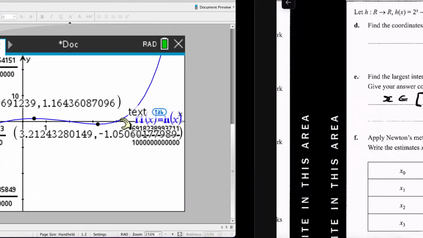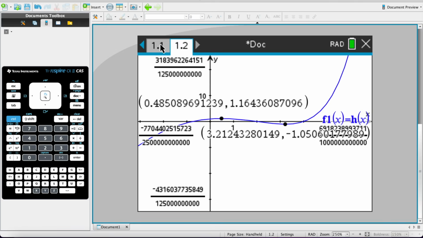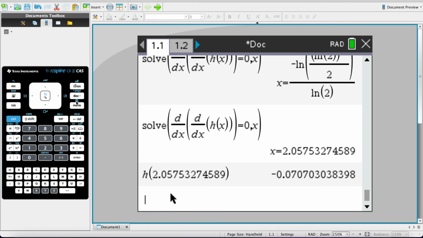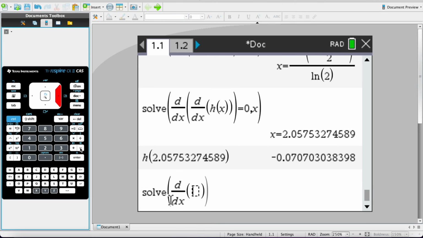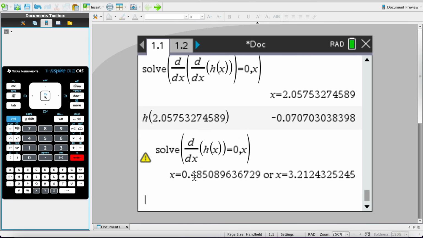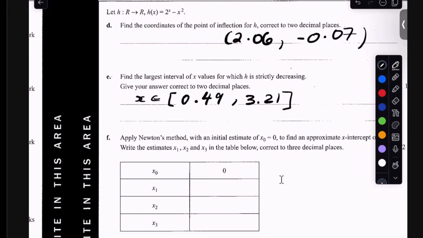Just want to double check that with the actual calculator, because this can sometimes be a little bit off. So we're solving menu 3.1, the derivative of h of x is equal to 0, comma x, and just control enter that. 0.485, which is 0.49, and 3.21. Alright, so that looks about right.